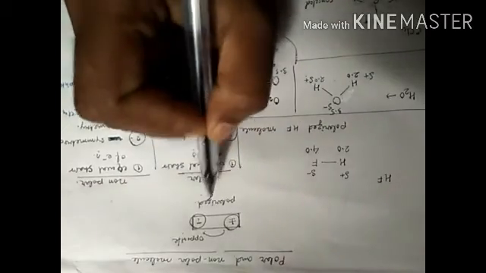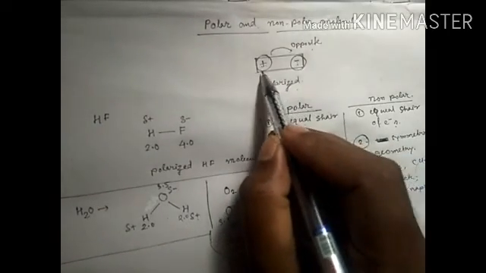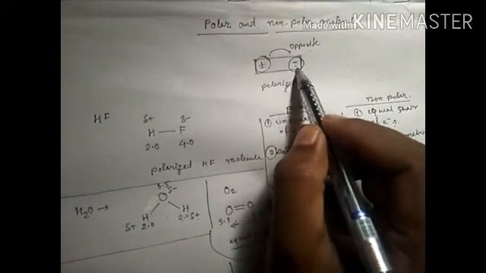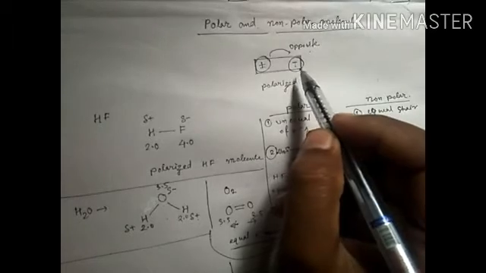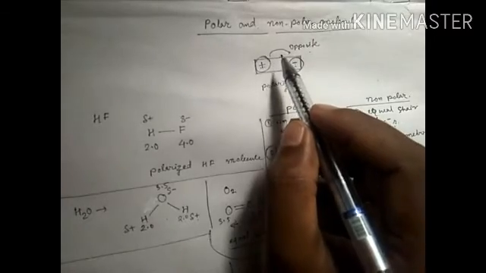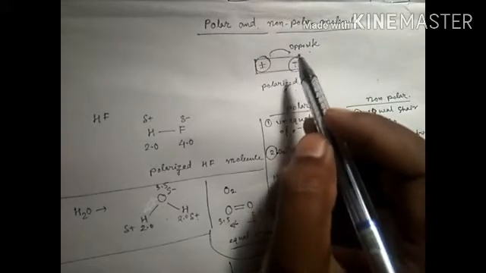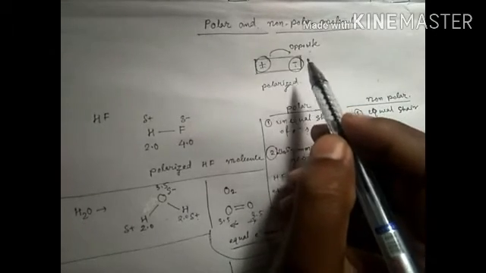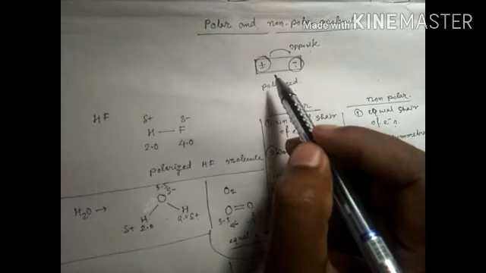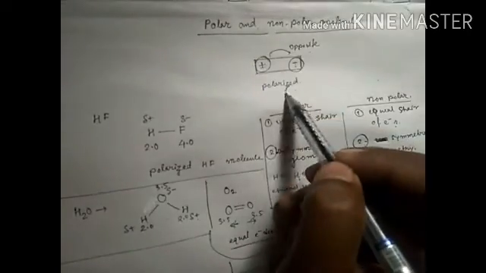Suppose it is a substance. In the substance, one side is positively charged and another side is negatively charged. That means opposite charge is there. In other words, charge separation is there. If in a molecule or an atom opposite charge separation is there, then the bond or that molecule we can say is polarized. Polarized means one side has less electron density and another side has more electron density. Now see, this polar concept comes from this word polarized.